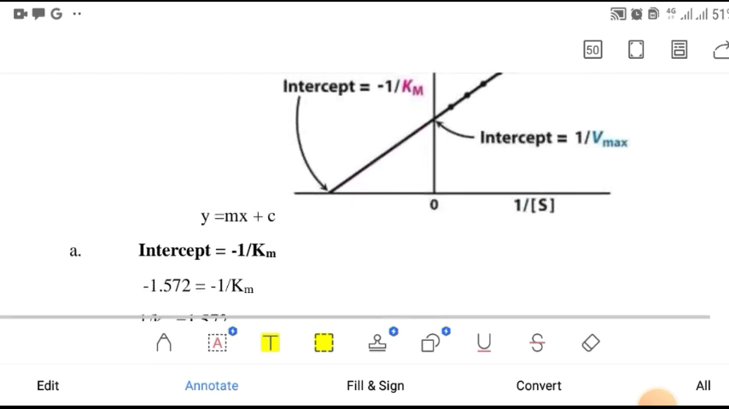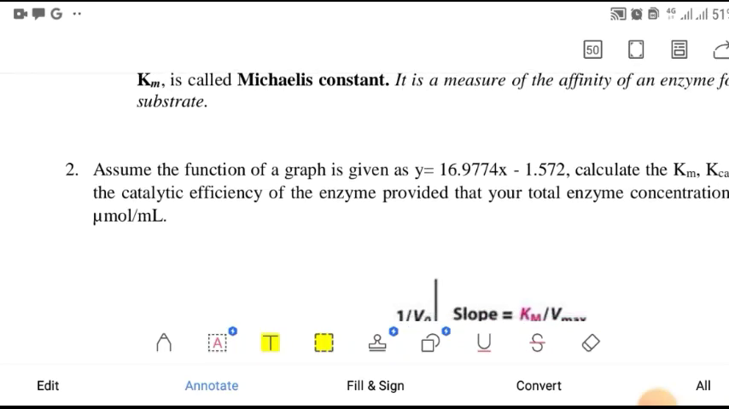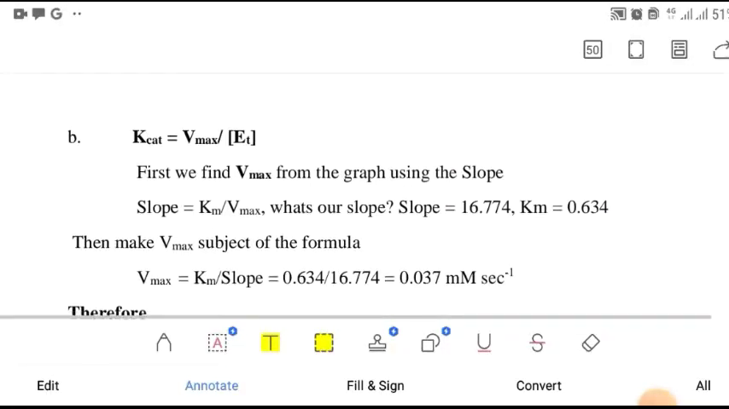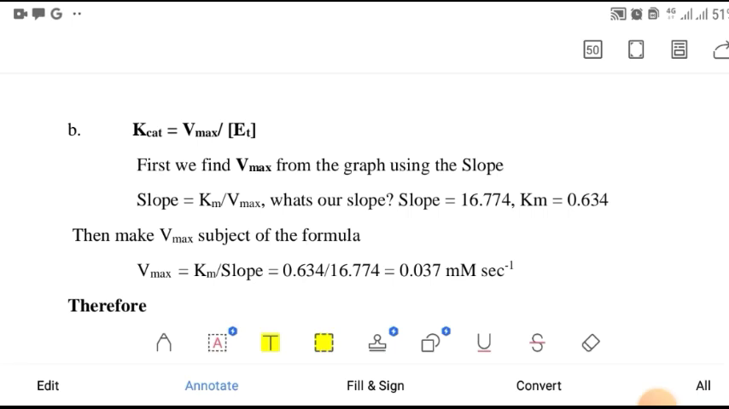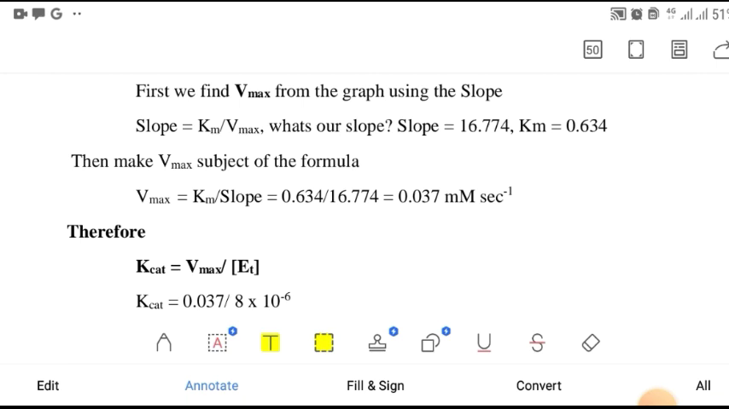And looking at the straight line equation, y equals mx plus c, equate it here, you'll be able to see that your slope is 16.9774, and you've known your Km already. Therefore you have your Vmax equals Km 0.634 over 16.774, then you'll be able to get your Vmax. Then therefore your Kcat equals Vmax, which is 0.074 over 8 times 10 raised to power minus 6.